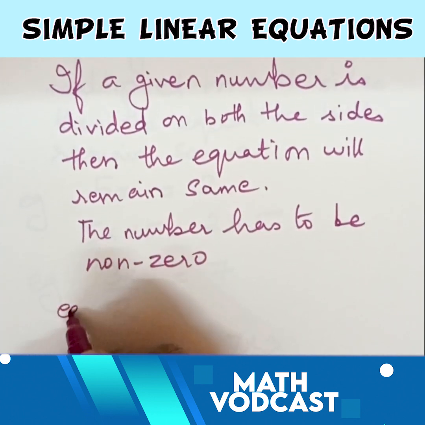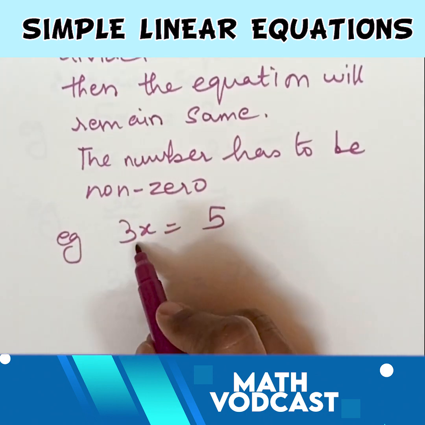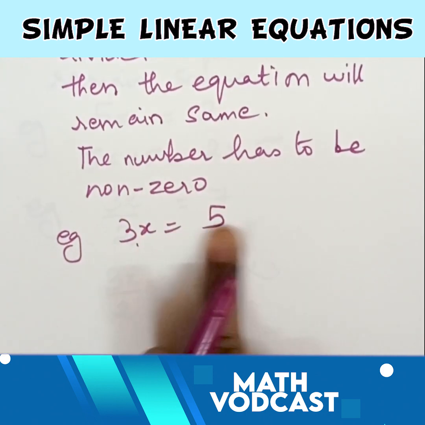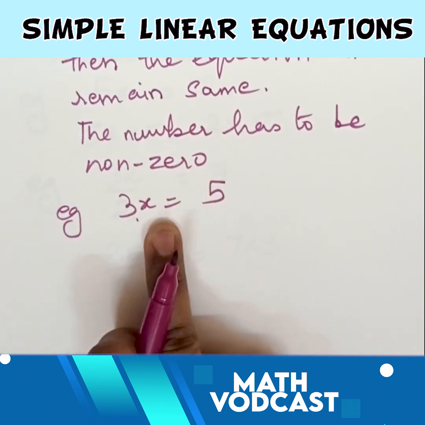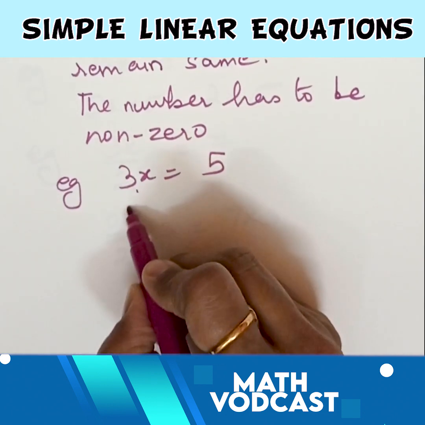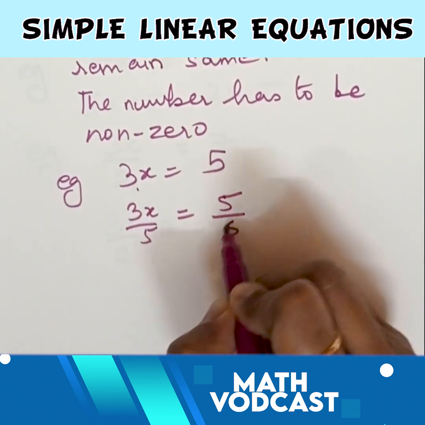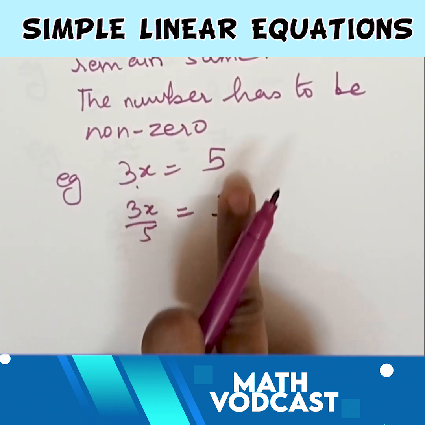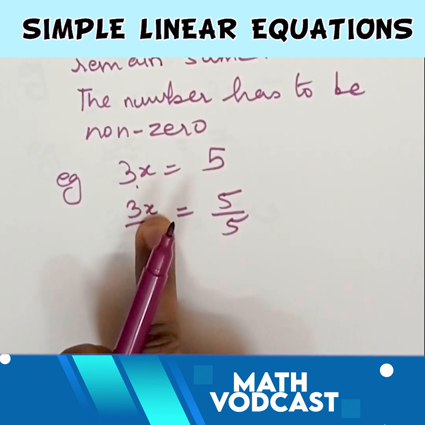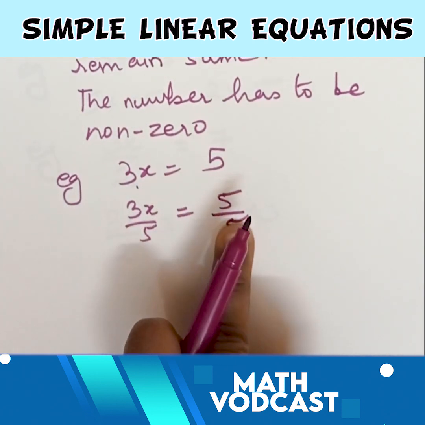Let me show you an example. 3x is equal to 5. Suppose this is an equation. 3x is equal to 5. So suppose I divide it by 5. 3x divided by 5, 5 divided by 5. So what does it say? If 3x and 5 are given to you, and I divide here by 5, I have to divide here by 5 also, then the equation will remain the same.